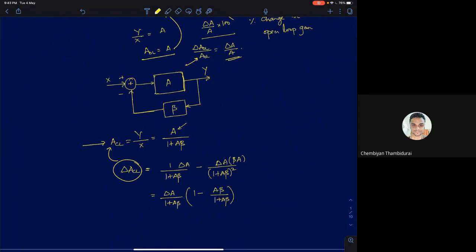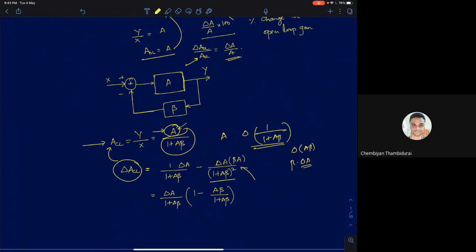So I can write this as the change in this term, keeping this term, I mean this is like differentiation by parts. So I'll find delta A into 1 by 1 plus A beta, minus A into the change in 1 by 1 plus A beta. So you have to differentiate this. So you will get minus of 1 by (1 plus A beta) the whole square multiplied by delta of A beta. So beta is fixed, so it will be beta times delta A. So that's what I've written here.